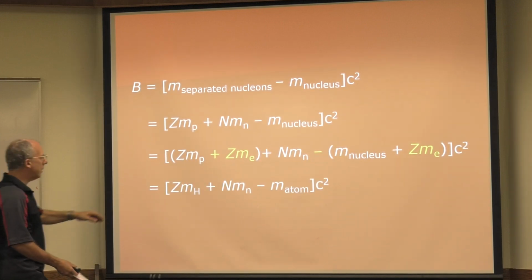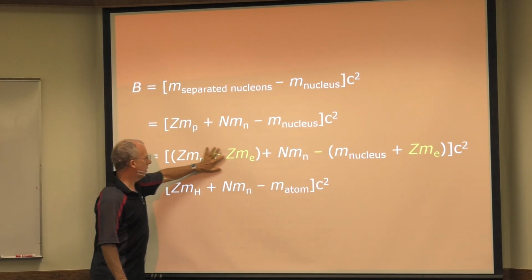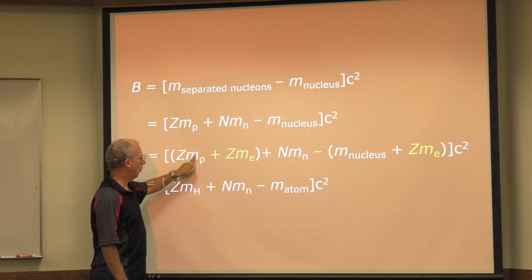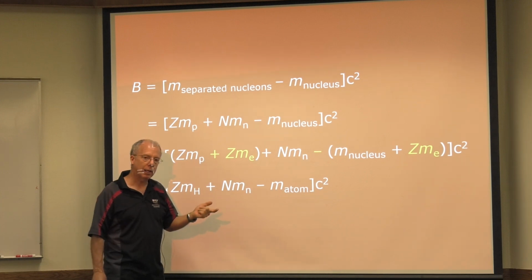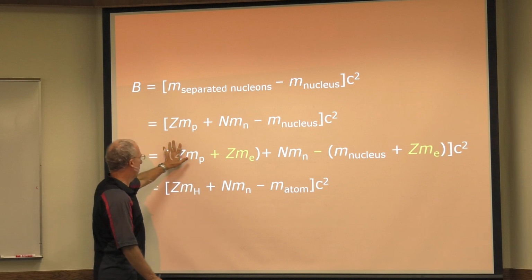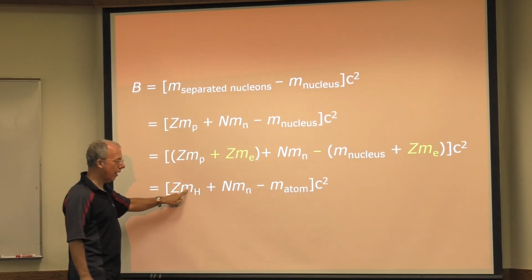Now, what's this? Well, this is Z. We can factor out the Z, and then we get the mass of one proton plus the mass of one electron. Well, what's that? That's a hydrogen atom, right? A hydrogen atom has one proton and one electron. So this parentheses is Z times the mass of a hydrogen.